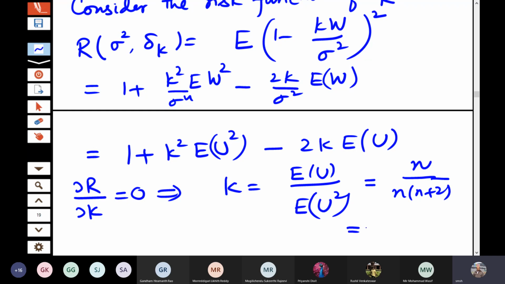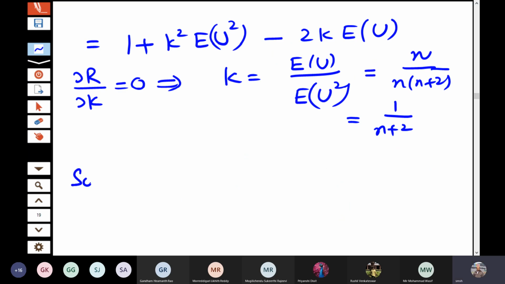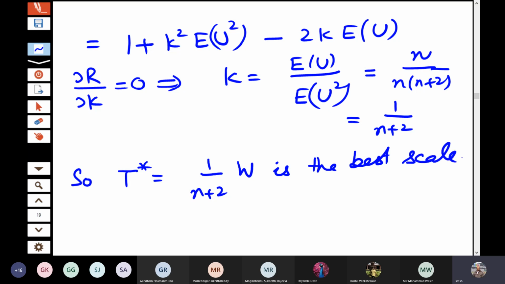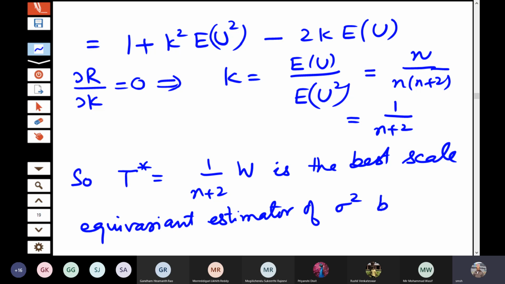So this gives us the best multiple as n plus 2. So let us put it as, say, T star, that is equal to 1 by n plus 2 W is the best scale equivariant estimator of sigma square based on W.